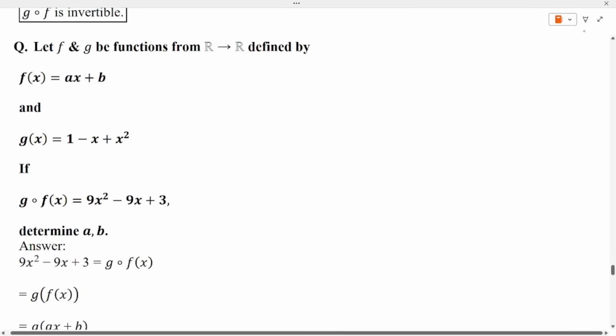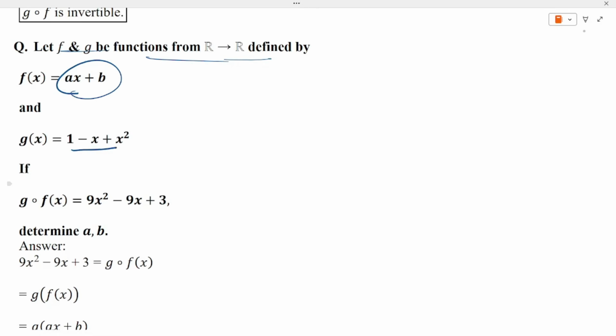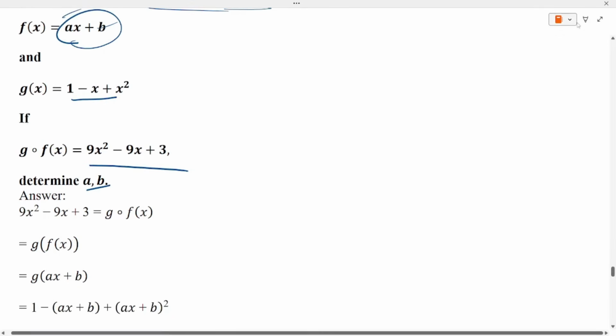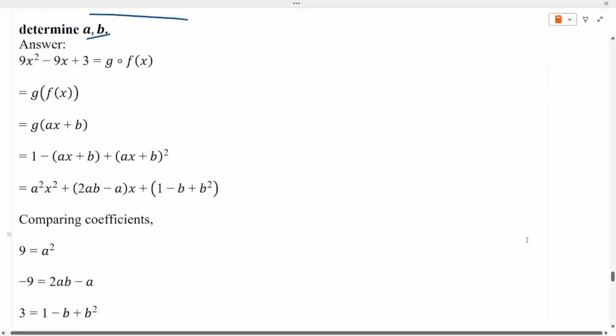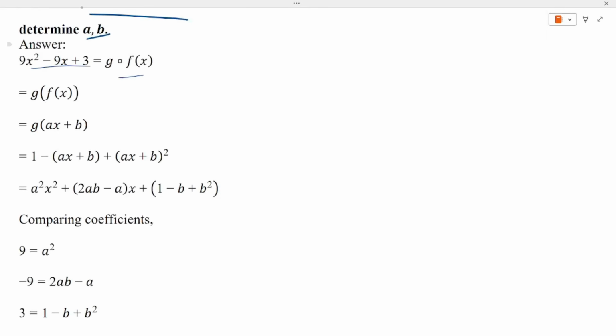And next is about the, see, this is also one of the important ones. F and G are functions from R to R, F of X is Ax plus B, and G of X is equal to 1 minus X plus X square. That means they have given G o F of X, and you have to determine what is the value of A and B here. Okay, just take the equation they have given. See here, you can take this. This is G o F of X.